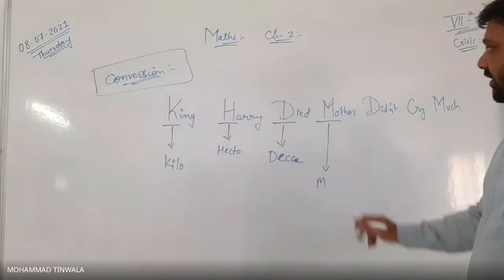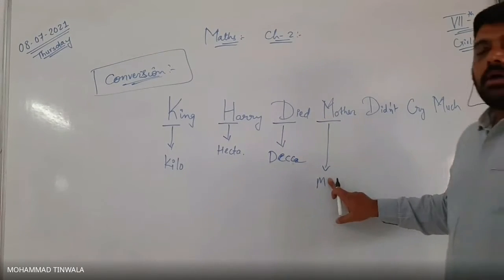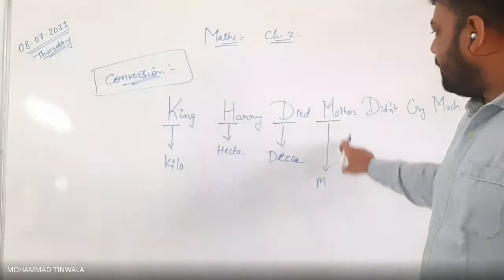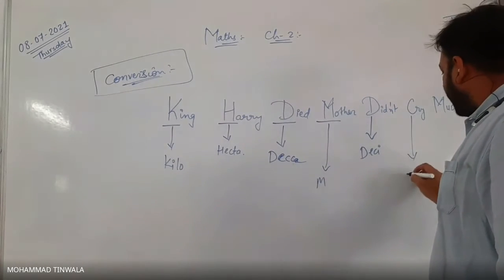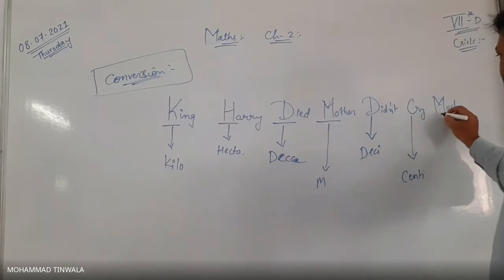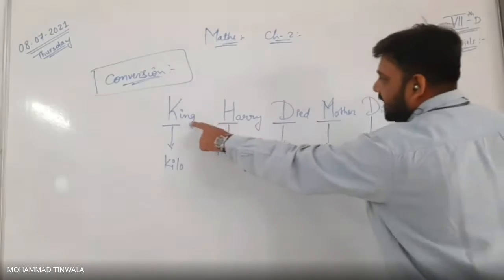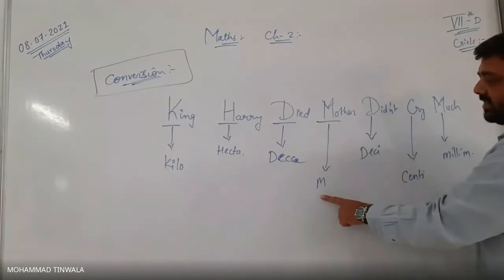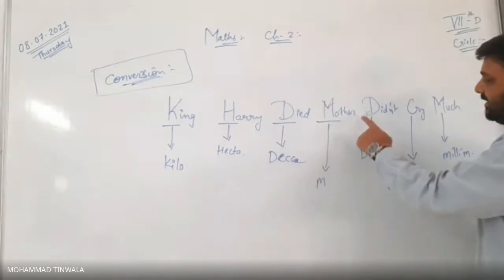Meter, centimeter, meter, liter, and gram, which covers mother. Decimeter. C stands for centimeter. Okay? And M stands for millimeter. K stands for kilo, H stands for hectare, D stands for deca, M stands for meter, gram, liter, etc. D stands for decimeter.